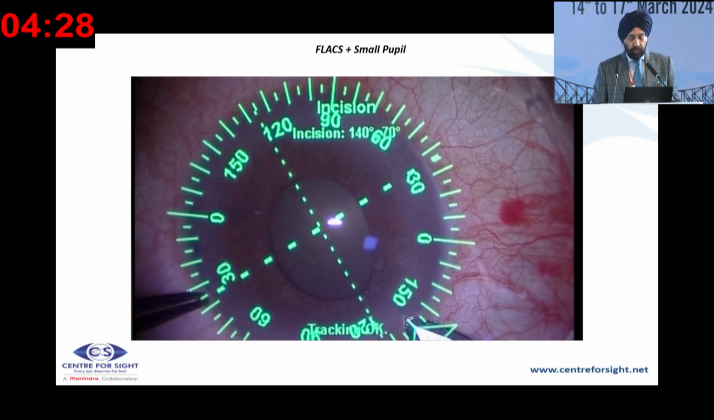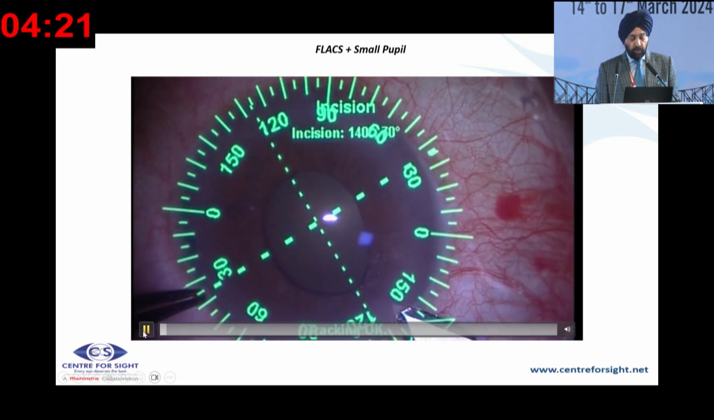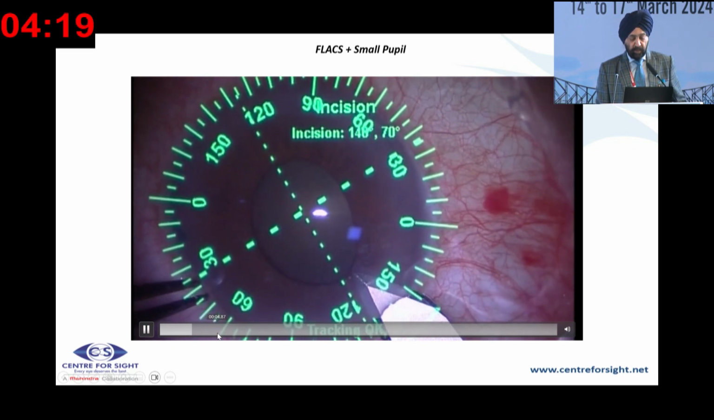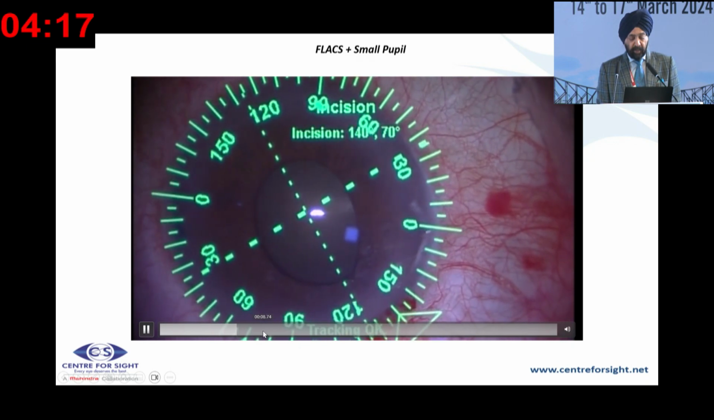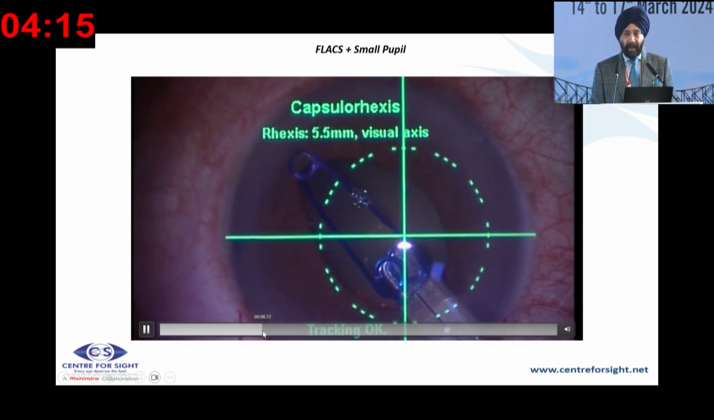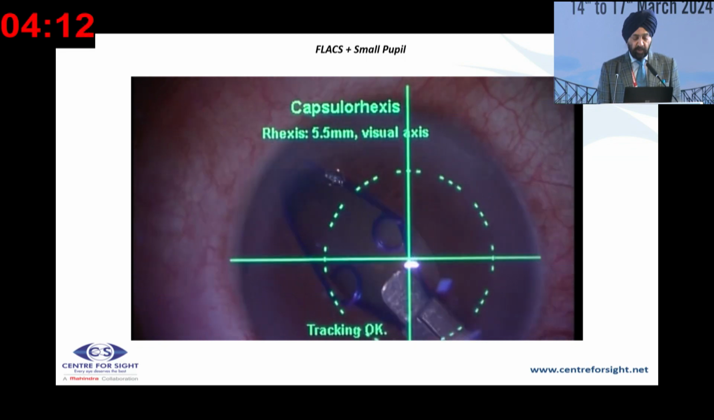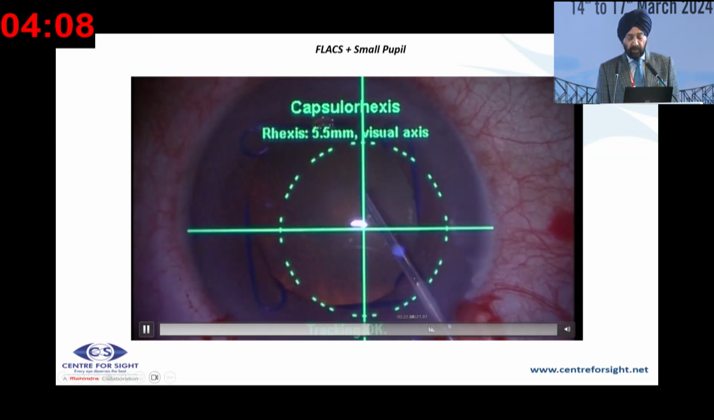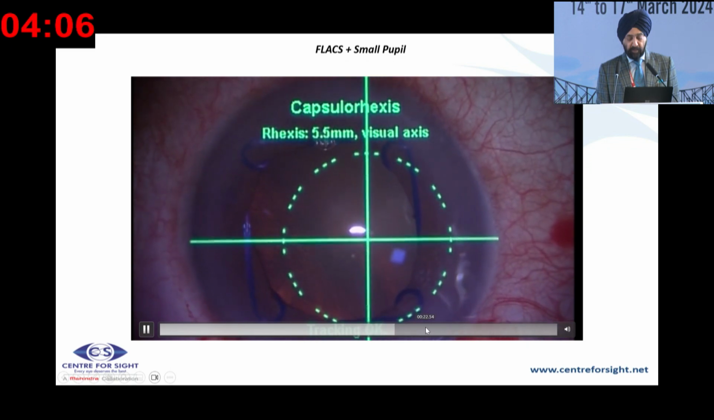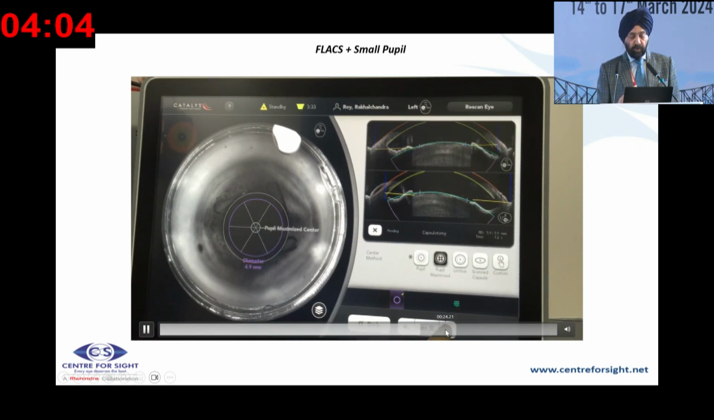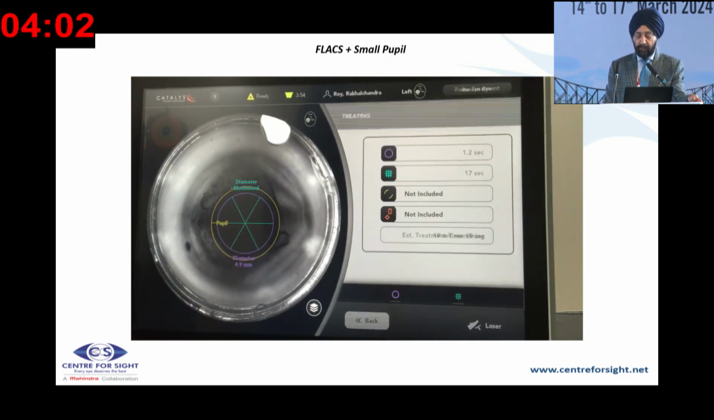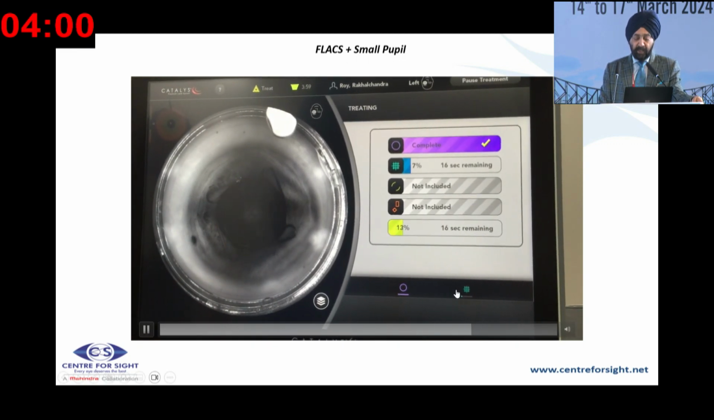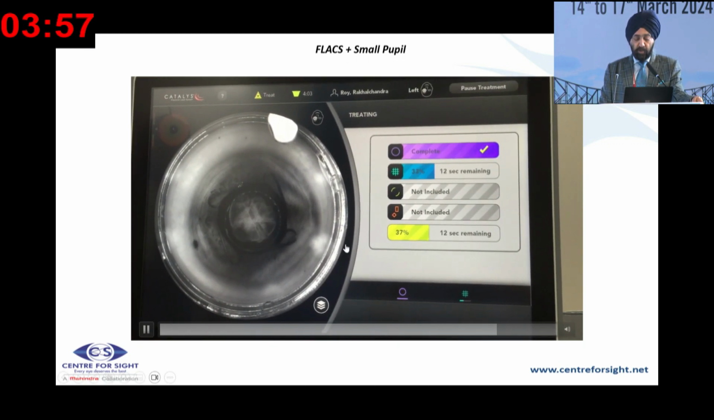This is the small pupil that I was talking about. I showed the picture of the small pupil. You can see here, this is the entry that is going in, and then you are putting a Malyugin ring. We have the pleasure of having Dr. Boris Malyugin with us in this conference. You can see this is the Malyugin ring that has been put, and then you go on to the laser machine. This is a case of a subluxated cataract. You can see that we are doing a good capsulorhexis.